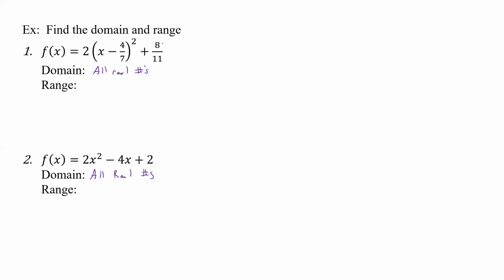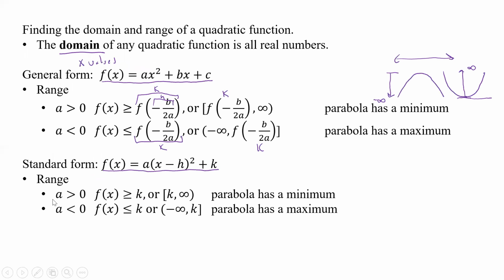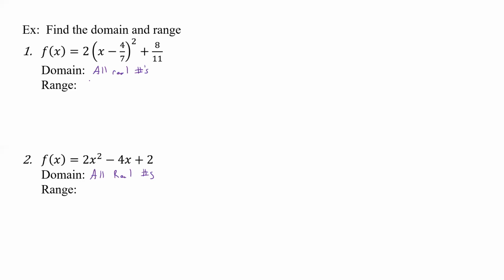Well, this one, remember, since a is greater than 0, we have the interval from k to infinity. Well, k is there, so we just have the interval from 8 over 11 to positive infinity. Okay, and again, we just had to use that k value. Now this one doesn't have a k value.